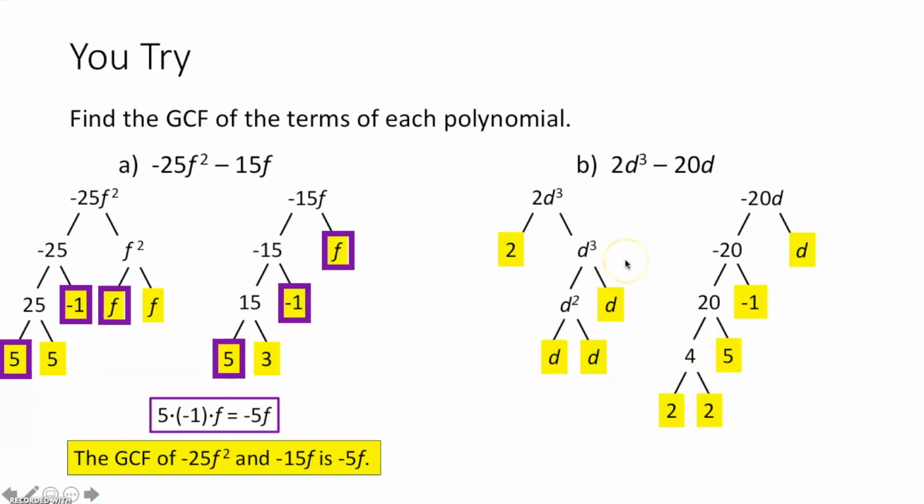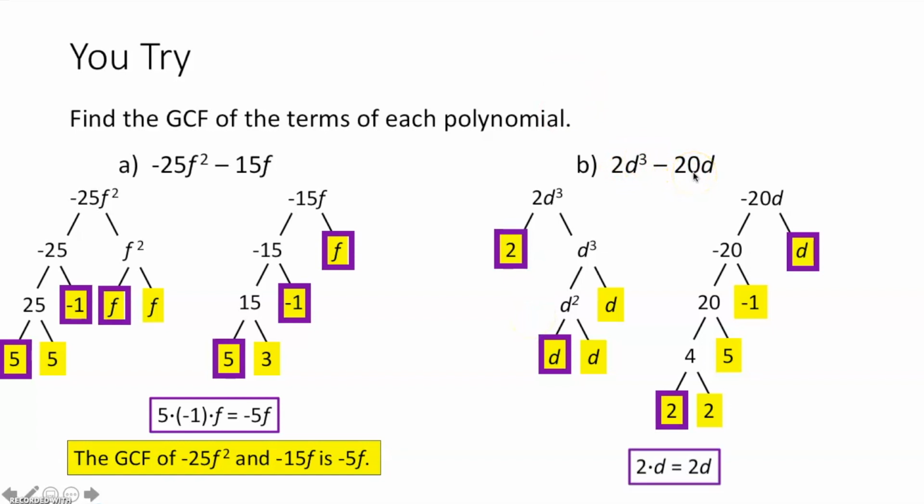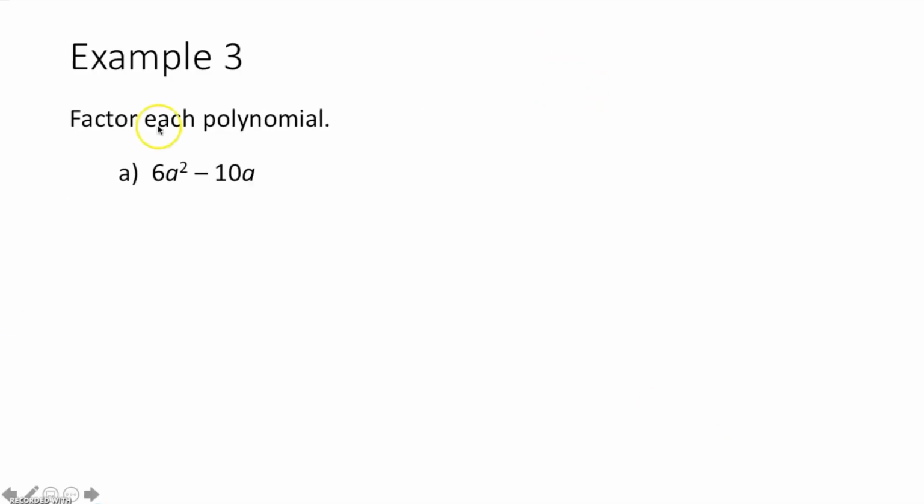Now, in order to figure out what the GCF is, you just look at what prime factors or variables these two things have in common. So we look, they both have a 2, and then they have a d as well. That looks like it. So we would say that the greatest common factor between 2d cubed and negative 20d would be 2d.